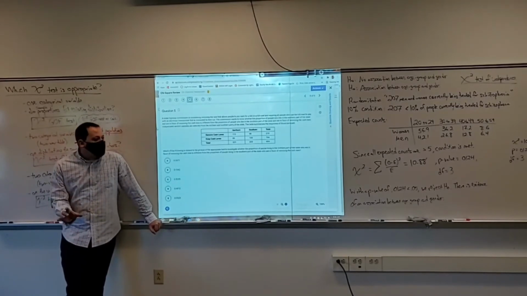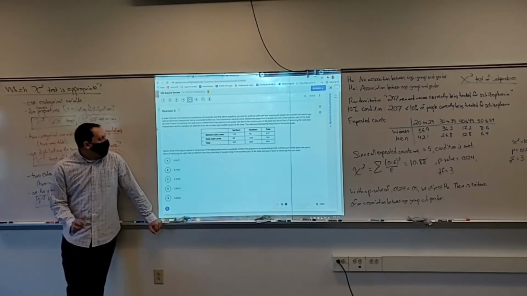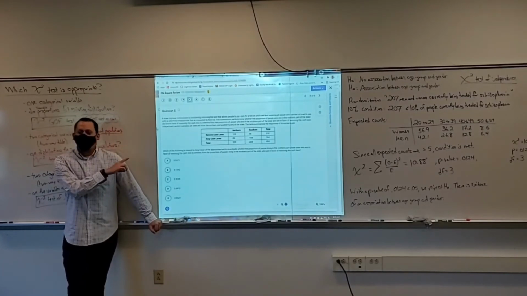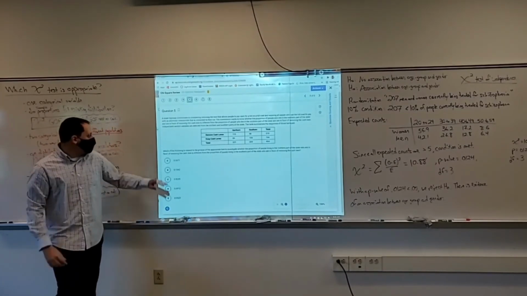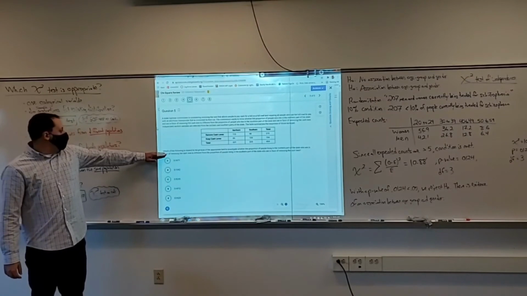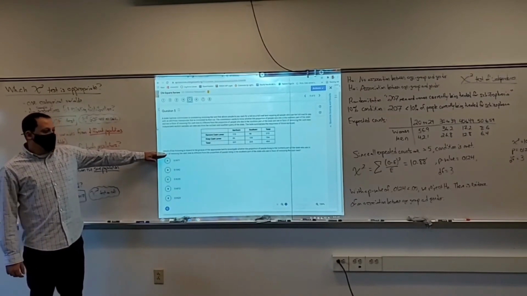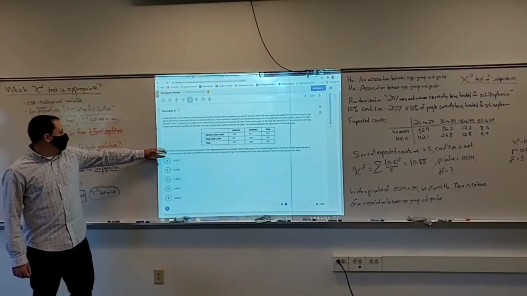Context is important, but if you're running low on time, I'm getting a little discouraged by seeing all these words. My guess is most of them don't matter. I'm skipping right to what it's asking. Which is closest to the p-value of the appropriate test? I ain't read any of this.